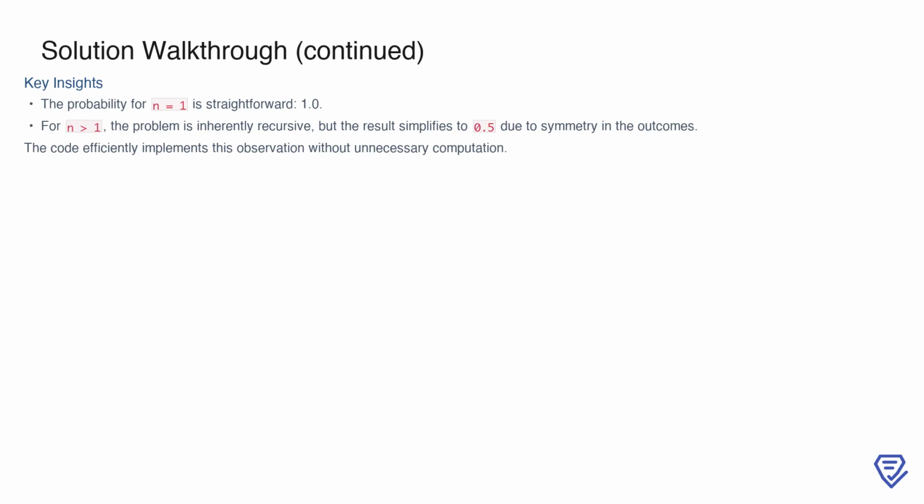When n equals 1, the solution is simple and deterministic. The probability is 1.0 because there's only one seat. For any n greater than 1, the problem can be understood recursively, but the outcome simplifies to 0.5 because of the symmetry in the seating choices. The code leverages this observation efficiently, avoiding unnecessary computations and directly returning 0.5 for all cases where n is greater than 1. This insight is what allows the solution to be both elegant and computationally efficient.